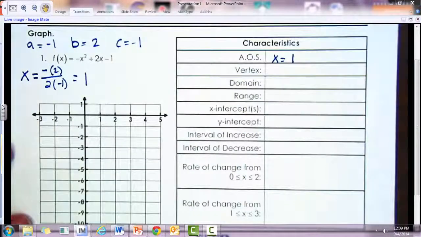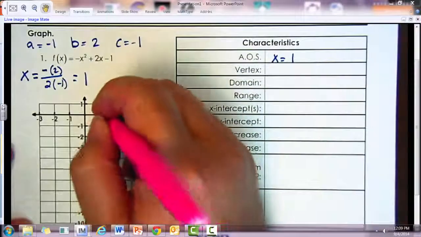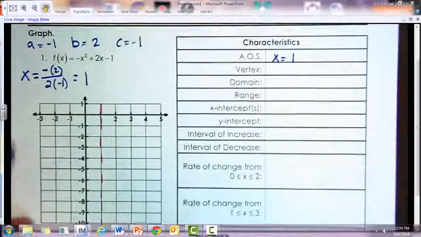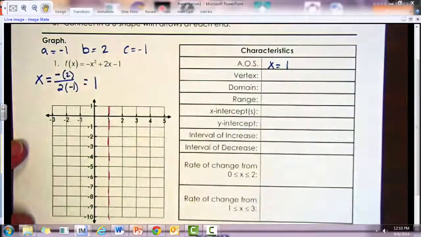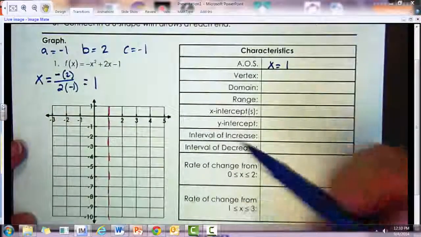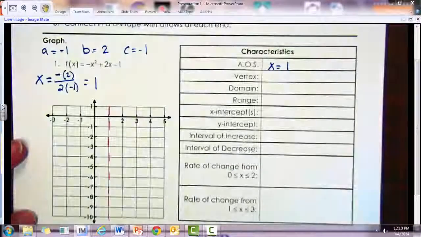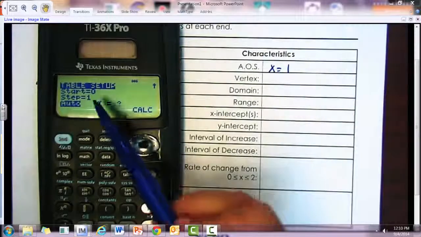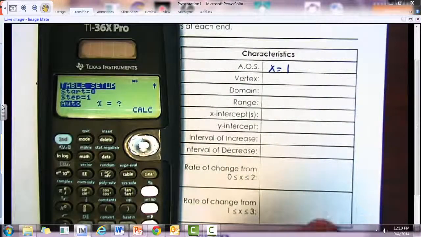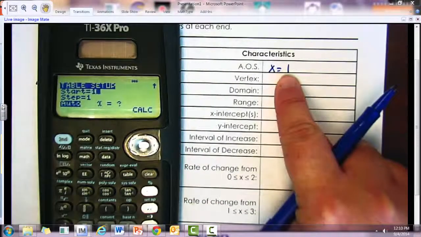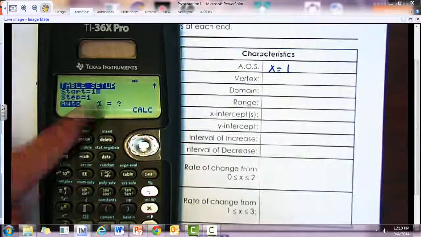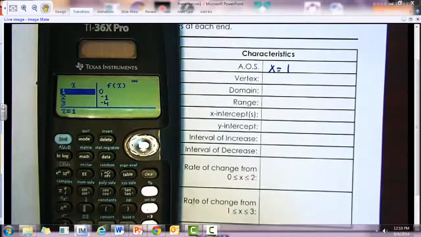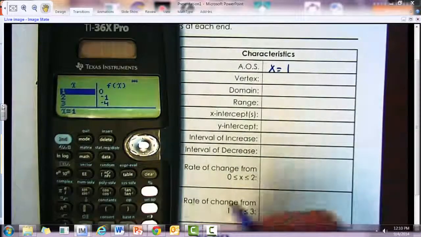We're going to go ahead and graph that as a vertical line using dashes. Then we're going to go into our calculator and do a table edit function. We're going to start the value at the x value that you just found, the axis of symmetry. Your step should be at 1. This number here is our vertex.